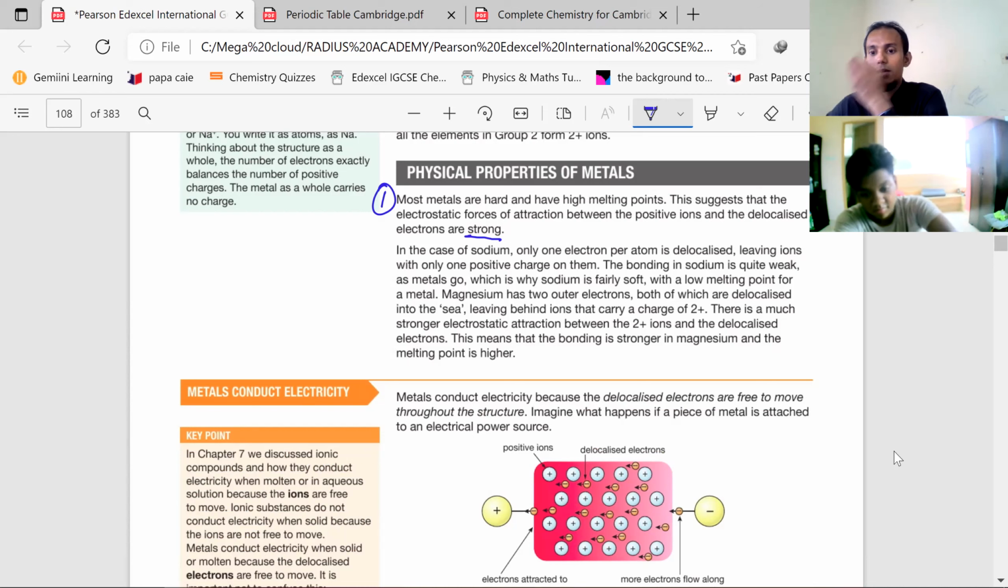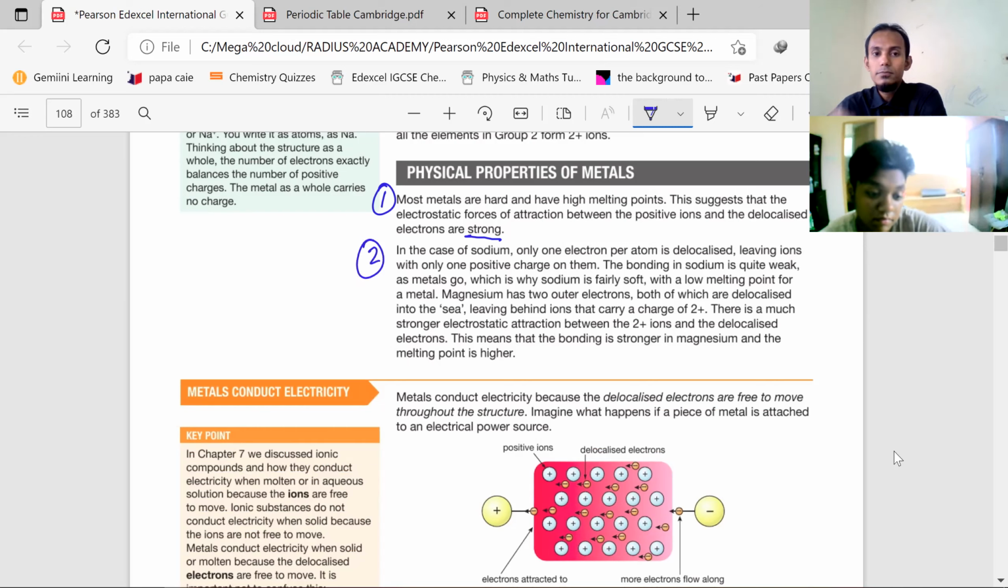This is number one. Since the electrostatic forces of attraction are quite strong, unlike intermolecular forces of attraction present in simple covalent substances, we can say these metal ions and delocalized electrons are attracted to each other quite strongly by their electrostatic force of attraction. So it is not easy to separate them. That's why they have high melting and boiling point.